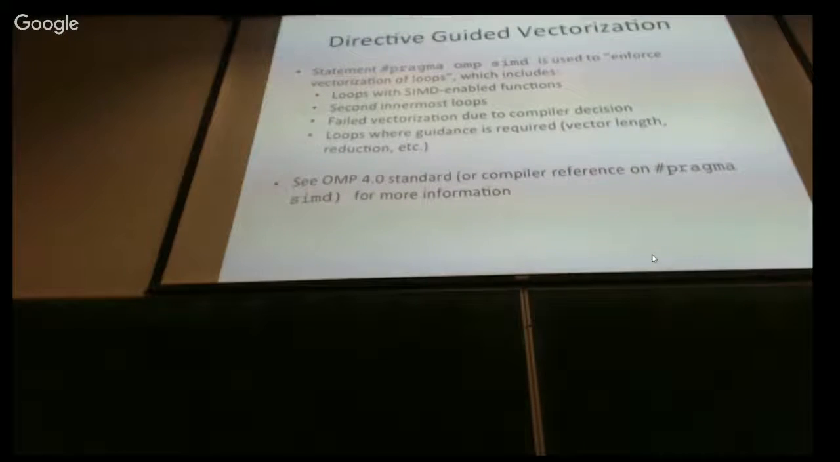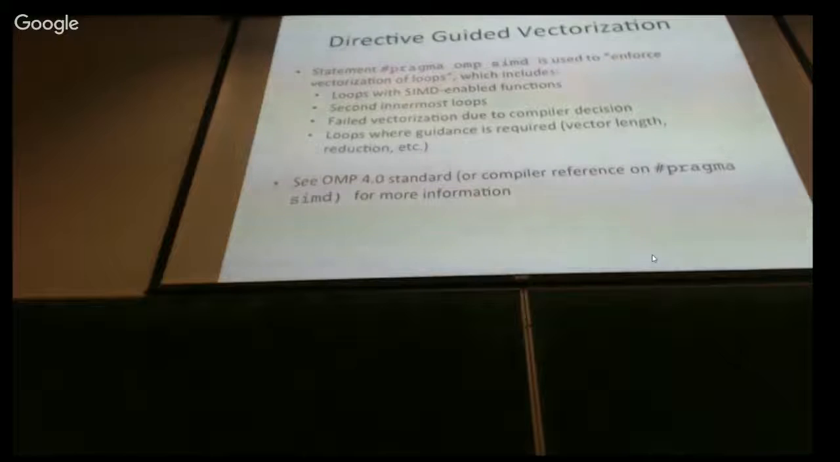Loops where guidance is required, so vector length reduction. The vector length clause can tell the compiler what the vector length of the structure you're using is. For example, if you're using single precision data structures for targeting KNL, your vector length might be 16 wide. There are also reduction clauses. There are also clauses for telling the compiler what the trip count is for the loop, if it's not easily determinable by the compiler. So see the OpenMP 4.0 standard or compiler's reference on pragma SIMD.